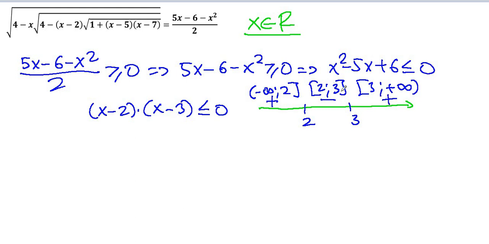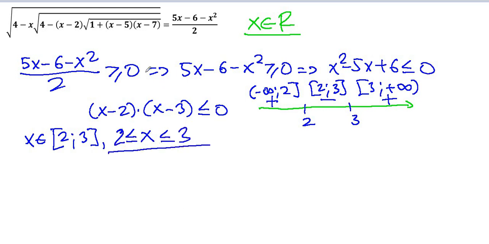Now, we have to choose here this interval, because our inequality is less than or equal to 0. In other words, x belongs to from 2 up to 3. In other words, x lies between 2 and 3. So we can conclude that for this equation, our domain is this. So our final roots must lie between 2 and 3.